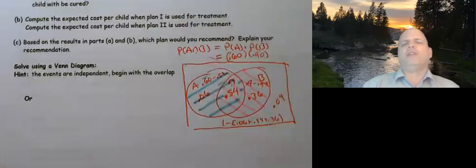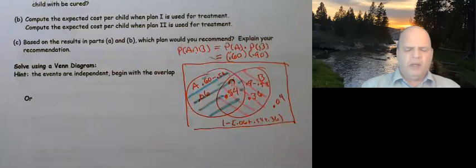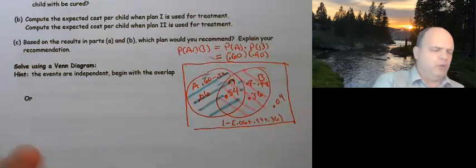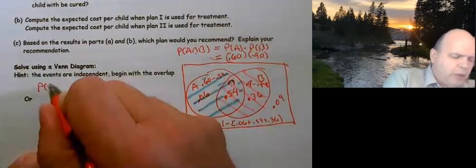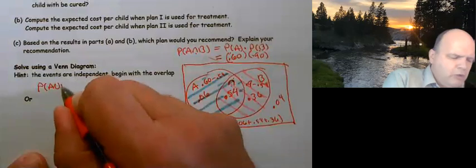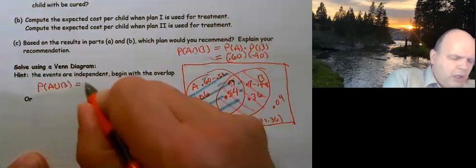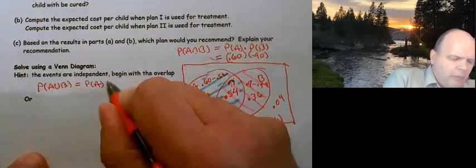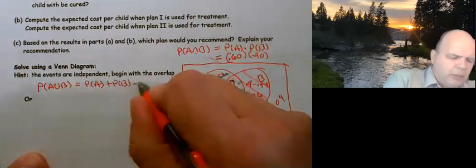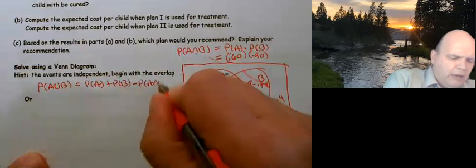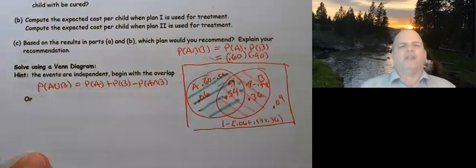And I want to go on to express this in terms of the addition principle. The general addition principle can always be used. The general addition principle was the probability of A union B equals the probability of A plus the probability of B minus the probability of A and B, minus the intersection.